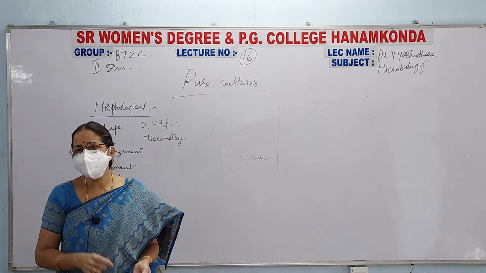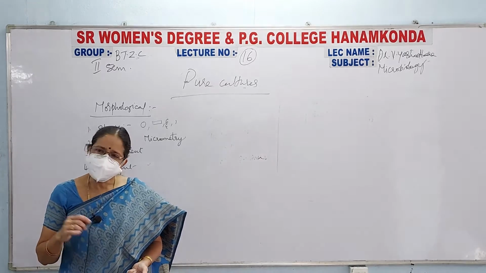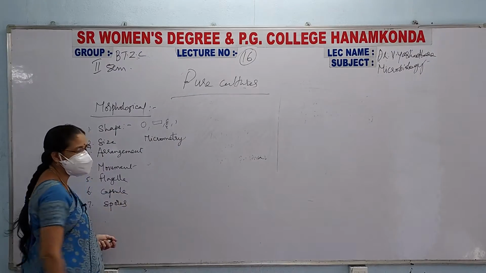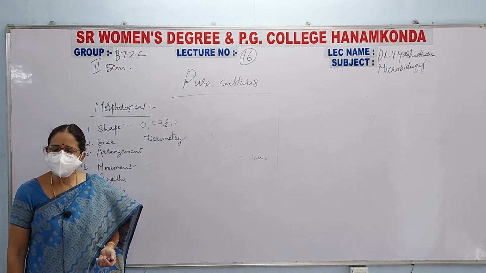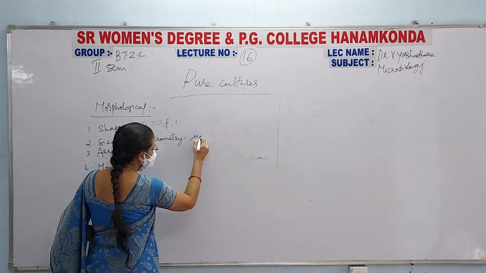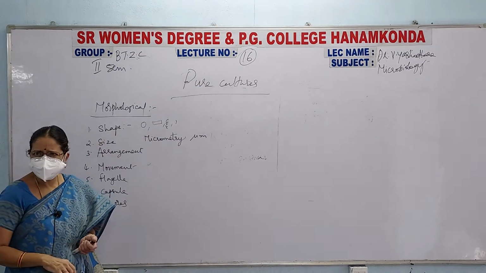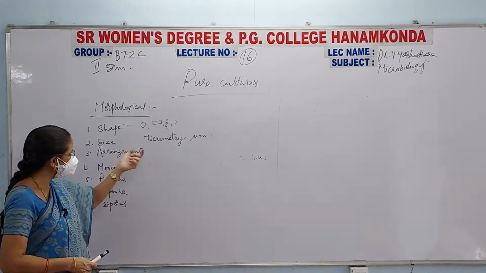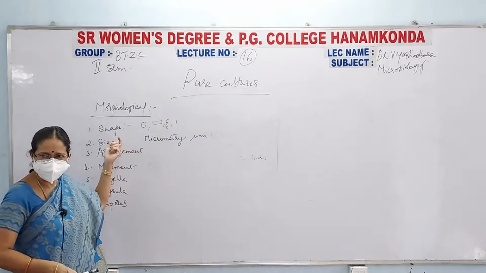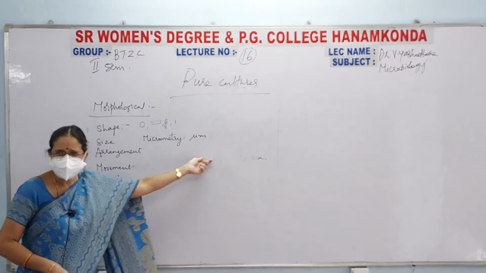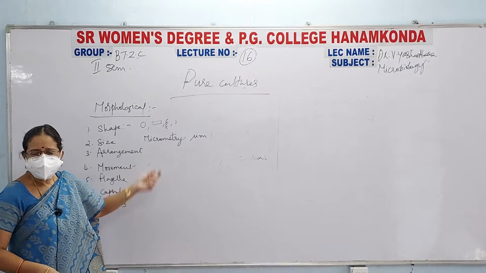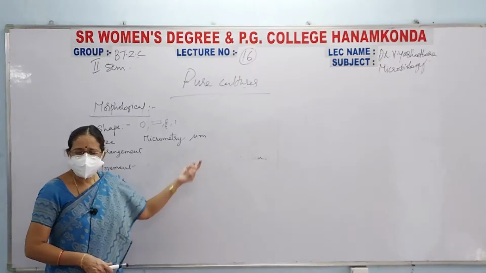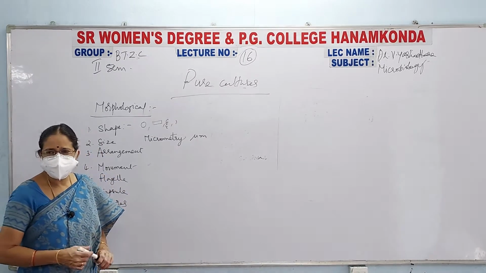That experiment you will be doing in your practicals, and you will know how to measure the microorganism. So with the help of micrometry, you can measure the size of the microorganism in micrometers, because they are very small in size, not visible to our naked eyes. For that reason, the size of the microorganism is measured in micrometers.